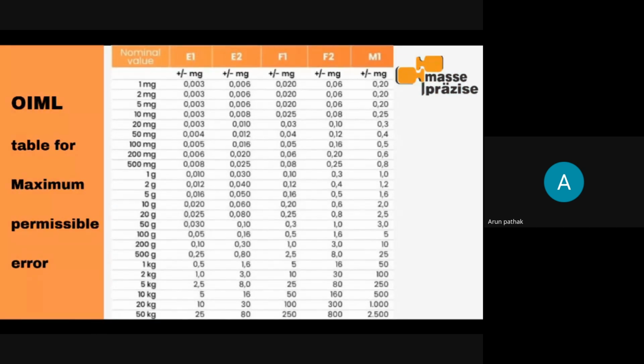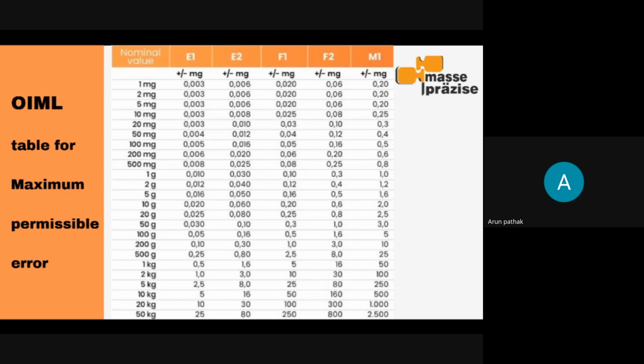Next one is the OIML table for maximum permissible errors. So you can see the table of maximum permissible error here. We have included the range of 1 mg to 50 kg in E1, E2, F1, F2, and M1 classes. Basically, if we see this table, E1 has the least errors, in plus minus mg. If we take the example of 1 milligram weight, in E1 the error in 1 milligram weight is 0.003 mg or 3 microgram. So that means the weight which you will be using will have a value of 0.997 to 1.003, because the limit is in plus and minus.